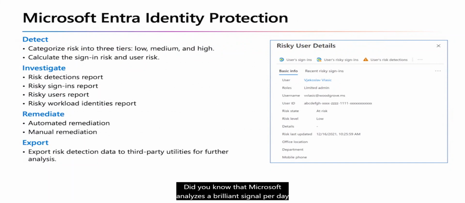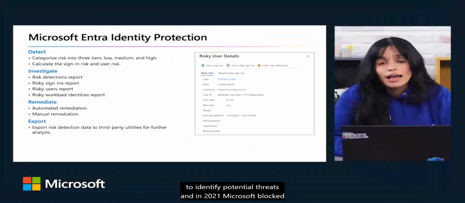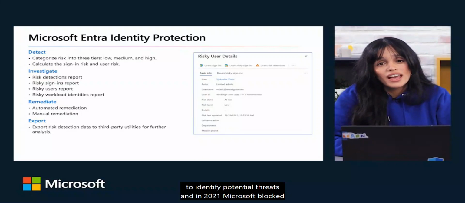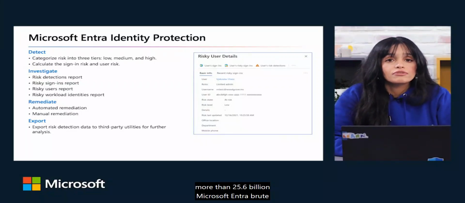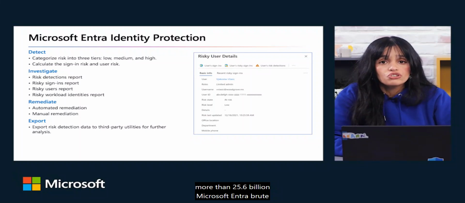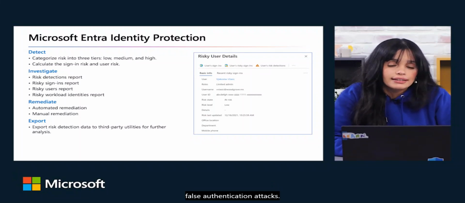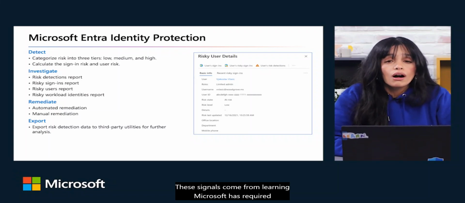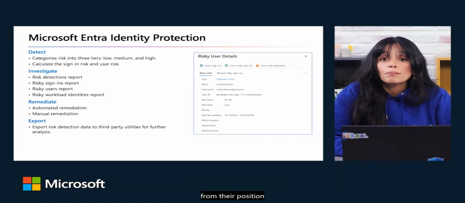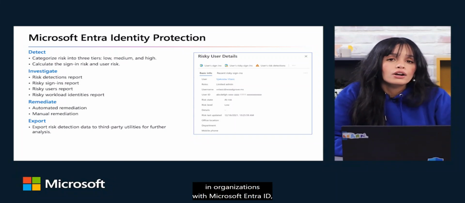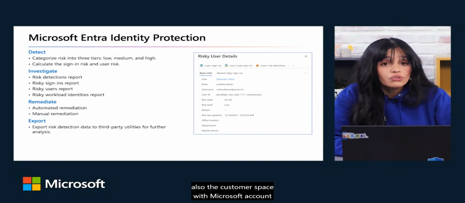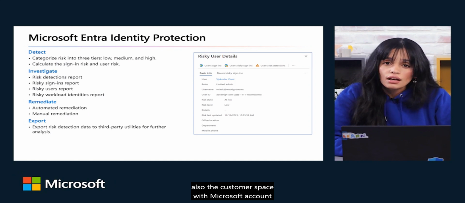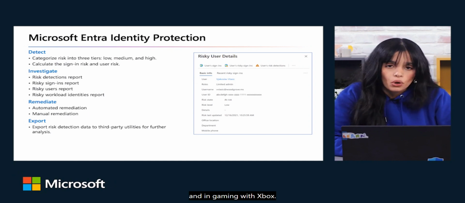Did you know that Microsoft analyzes trillions of signals per day to identify potential threats? And in 2021, Microsoft blocked more than 25.6 billion Microsoft Entra brute force authentication attacks. These signals come from learning Microsoft has acquired from its position in organizations with Microsoft Entra ID. Also, the consumer space with Microsoft account and in gaming with Xbox.